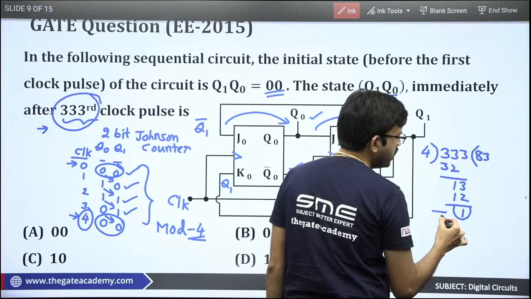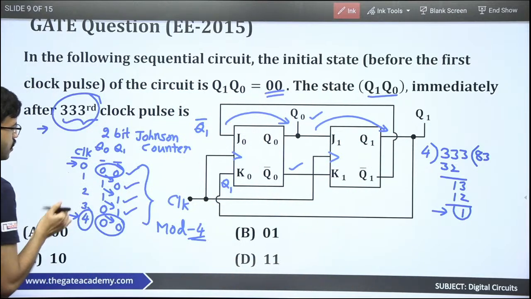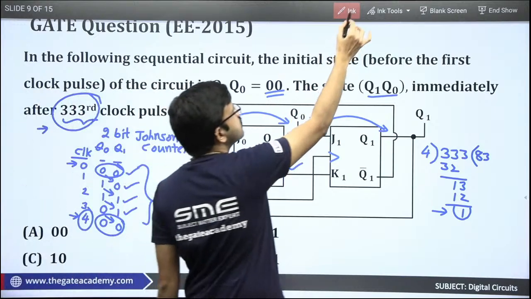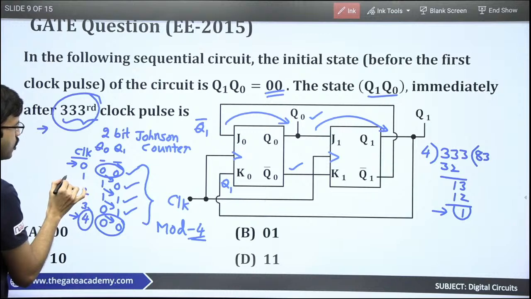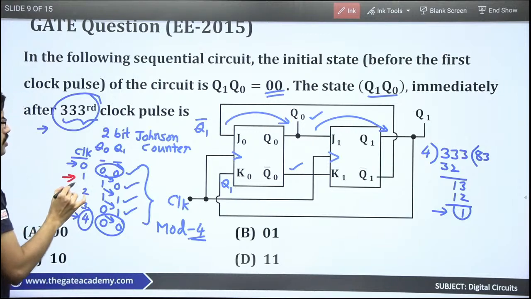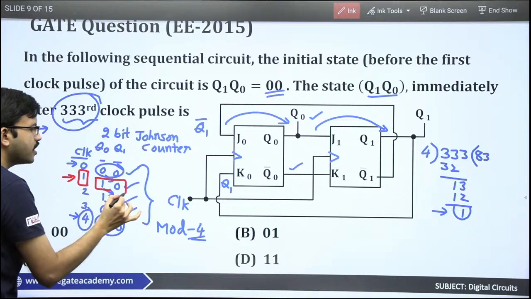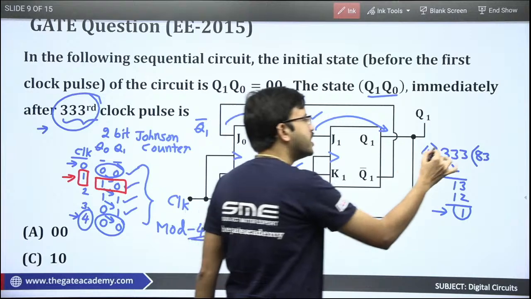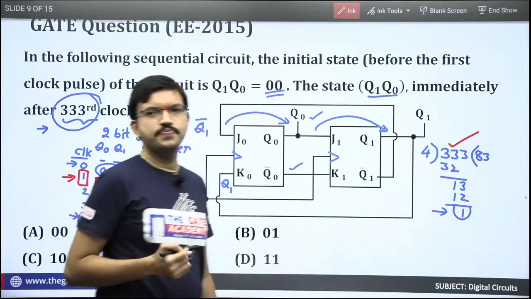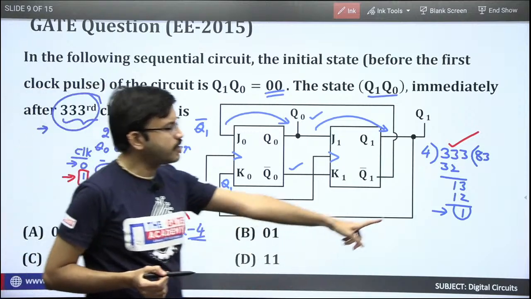In the remainder, whatever you are getting, just consider that as the clock pulse number. So here the clock pulse number is 1. After applying the first clock pulse, whatever state you get, the same state you will get after applying the 333rd clock pulse also. That's why the word mod indicates the remainder you are getting.